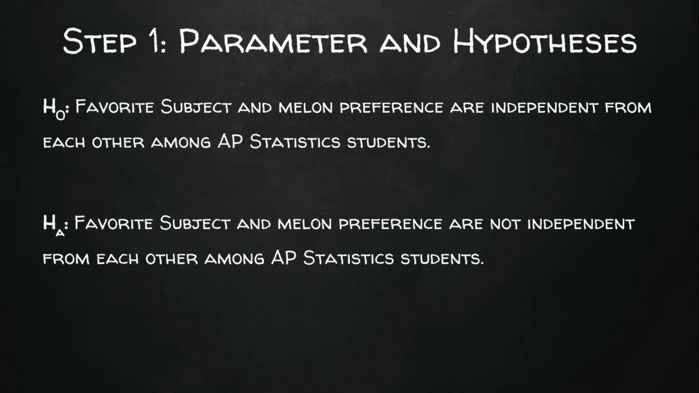Step one, as always, is to define our hypotheses and our parameter. So the null hypothesis is that the favorite subject and Mellon preference are independent from each other among AP Stats students. The alternative is that favorite subject and Mellon preference are not independent from each other among AP Stats students.